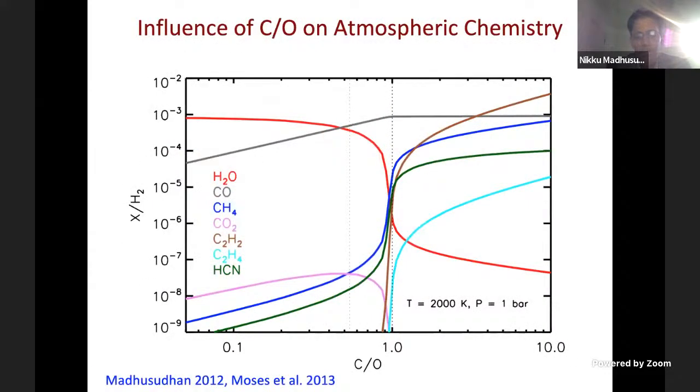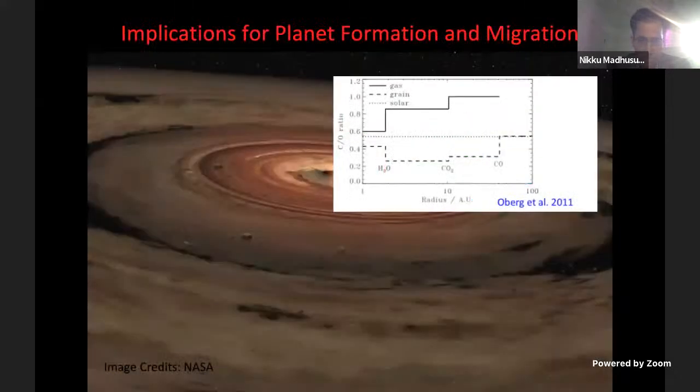Okay, so there is another subtlety. I mentioned how the C/O ratio can also change in the disk, and your water abundance can also change. So whether the low water abundances we are seeing are because of low metallicity or because of a high C/O ratio, we still don't know yet. So there are various open questions.